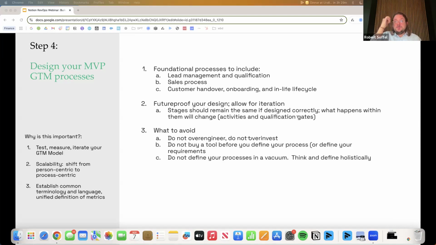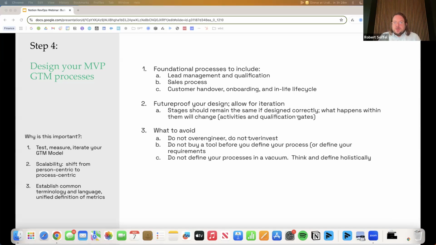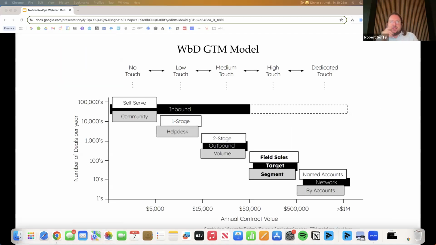And then lastly, do not define your processes in a vacuum, right? So think holistically, work through how that impacts downstream, but also how further up the funnel and upstream it might have an impact on that particular process. Just one last point on this one. It's really about setting yourselves up for constant testing and iteration, because again, within this stage, things will change, things will fail, things will succeed. And it's just about understanding what's happening there and giving yourselves the information to make the best decisions.